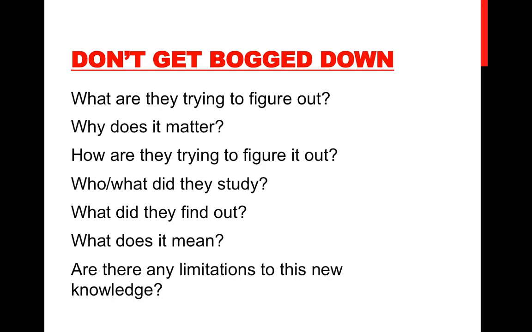Then typically they're going to go through a methods section, and that's where they're going to say, here's how we figured it out. Okay, we did a double-blind experiment where one group got a placebo and the other group got the intervention, or we conducted a survey of people, or we held interviews or focus groups.